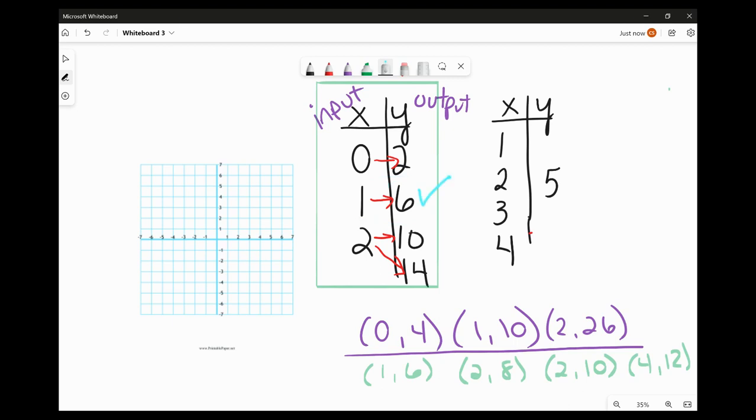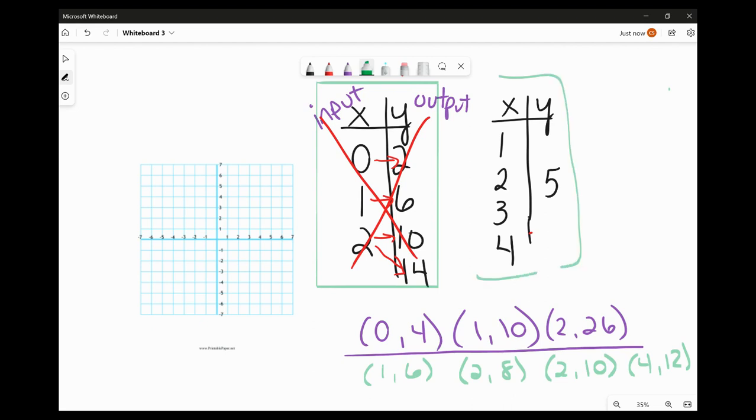So that's okay. Now let's take a look at 2 over here. You'll notice that on 2, we have an arrow to 10 and an arrow to 14. That means 2 has two different outputs. It has an output of 10 and an output of 14. An input, the input of 2, can only have one output to remain a function. So the fact that it has two different outputs makes it not a function.